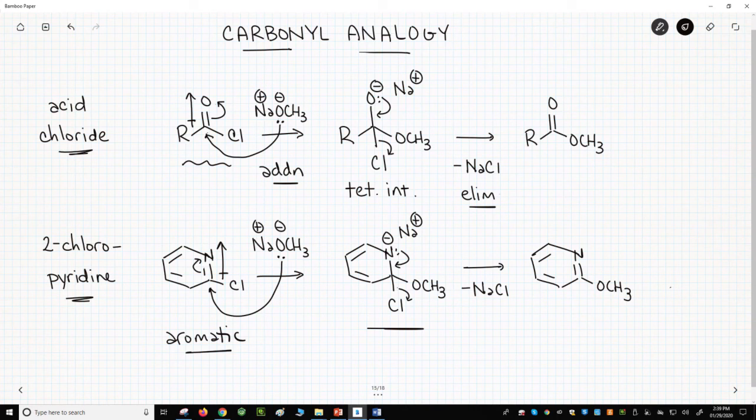Carbonyl reactions can often help us understand other reactions, and this correlation to carbonyl chemistry is sometimes called a carbonyl analogy. The SNAr on the bottom line also behaves like other SNAr reactions. The reaction is faster if fluoride is a leaving group. The position of the nitrogen on the ring is important.